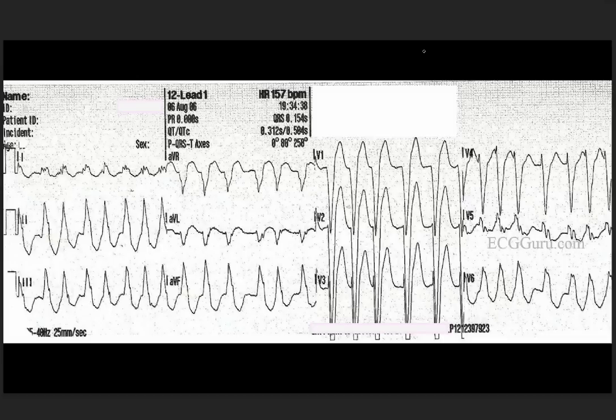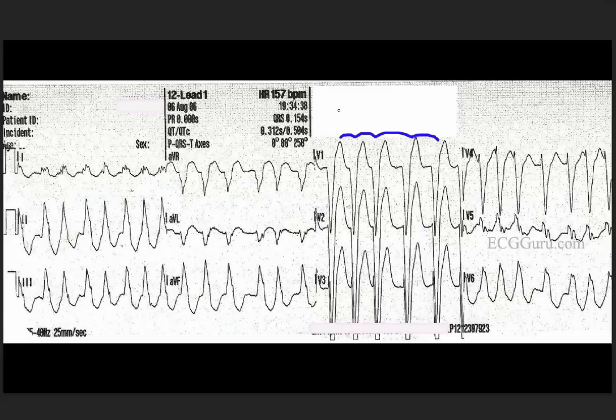Well, the first thing I notice about this ECG is that it's very fast. And when I look a little closer, I realize it's also very irregular. Not just a little bit, but very irregular. I don't see P waves, but I know the one rhythm that's always irregularly irregular and has no P waves is atrial fibrillation. So this meets the criteria for atrial fibrillation.